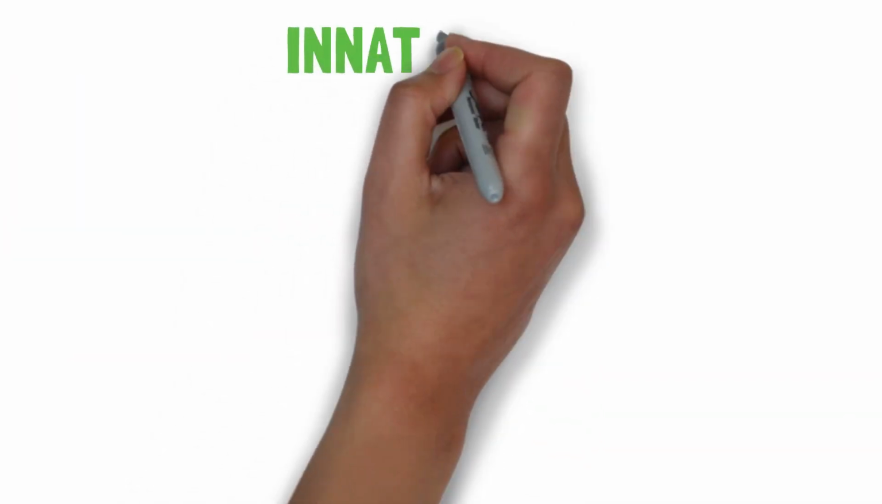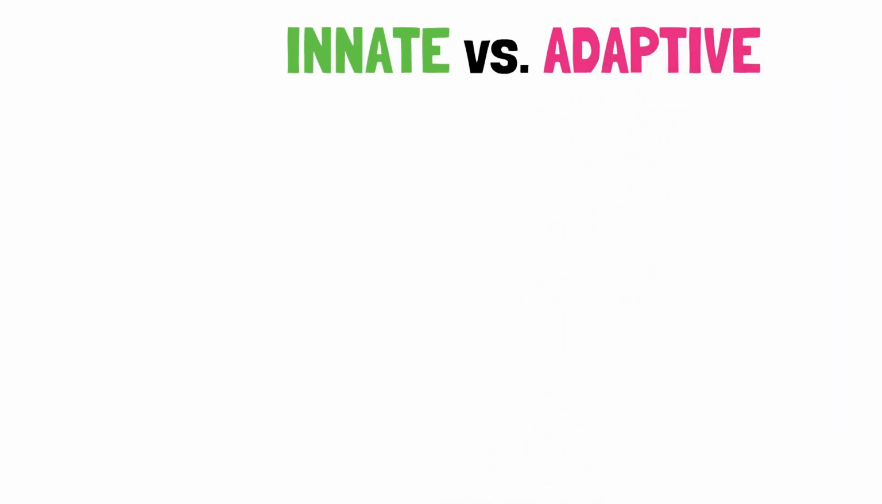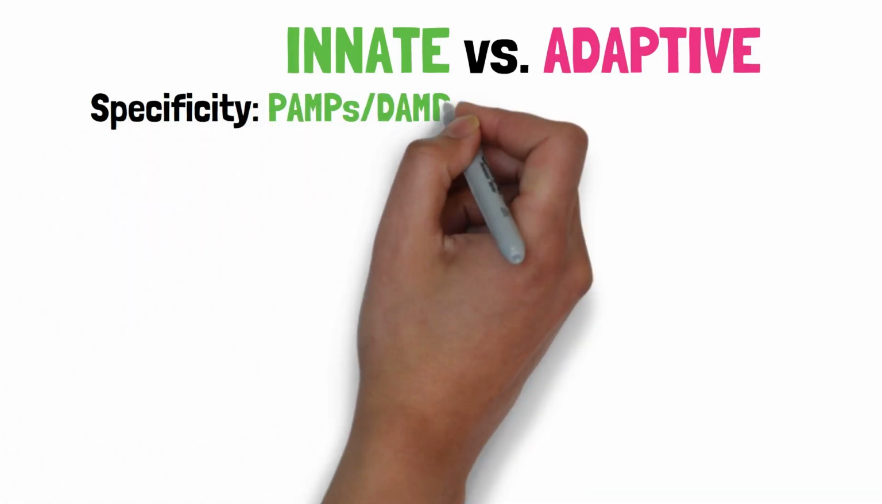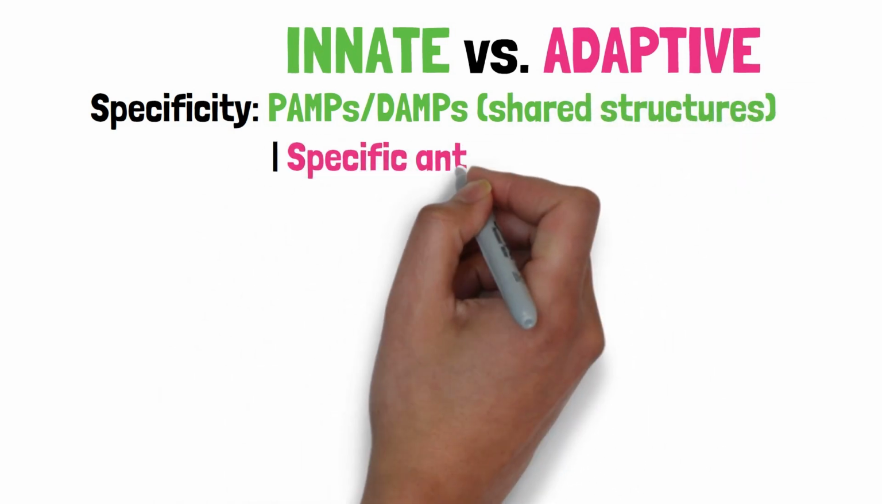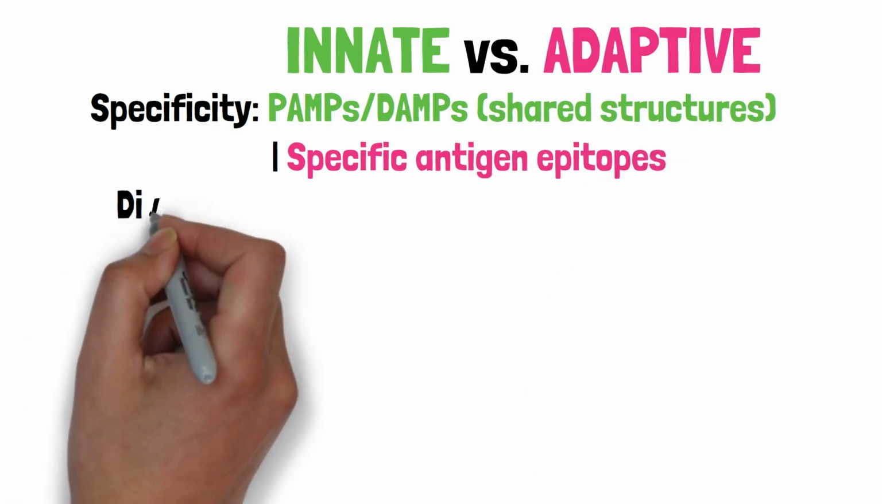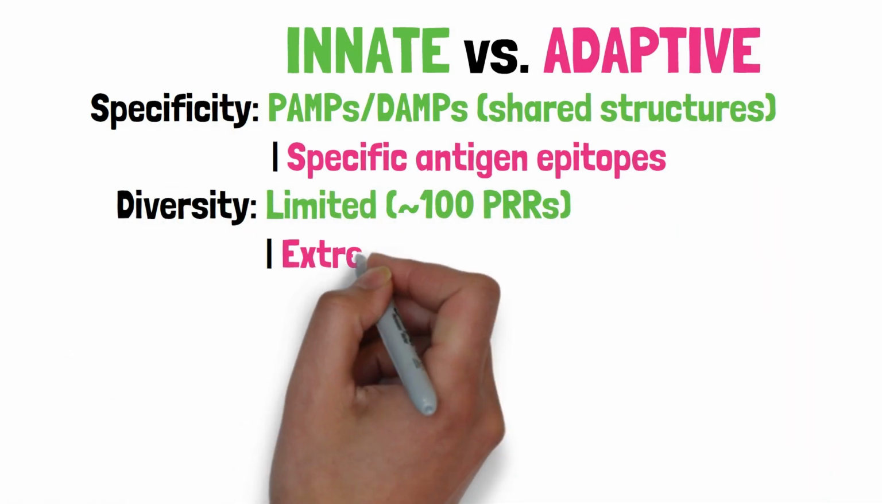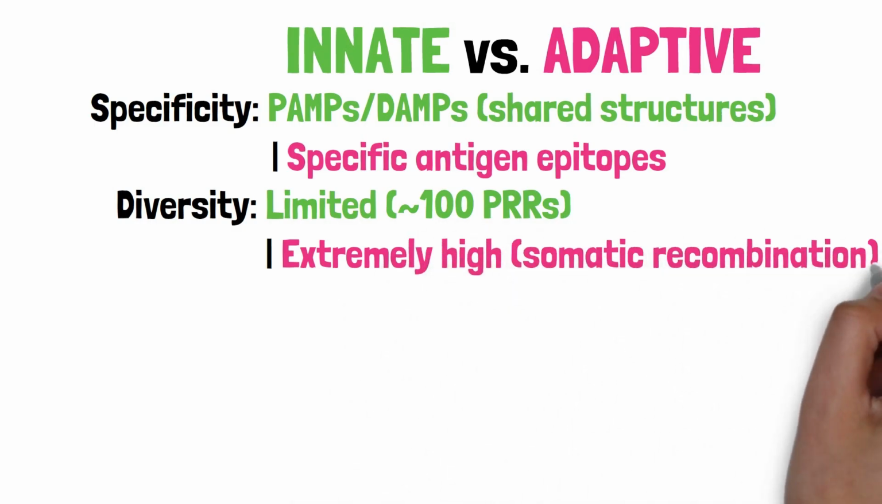Let's move to the comparison and put everything you just learned side by side, because this table is exactly how these two arms get tested against each other. On specificity, innate reacts to shared structures, PAMPs and DAMPs, while adaptive targets specific antigen epitopes. On diversity, innate is limited to around 100 PRRs. Adaptive is extremely high, thanks to somatic recombination.